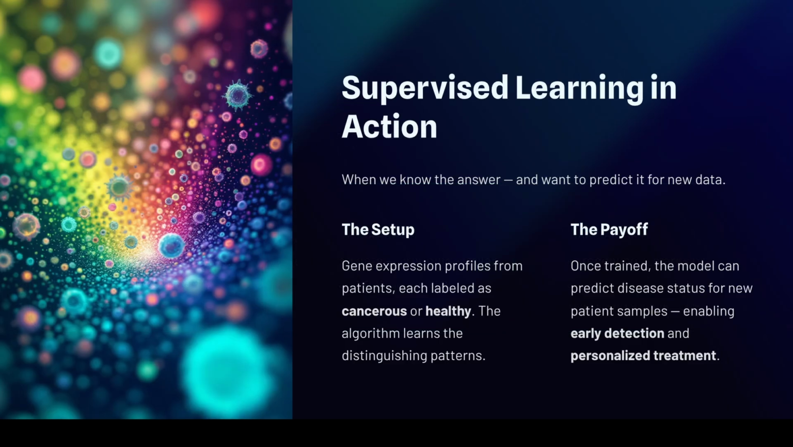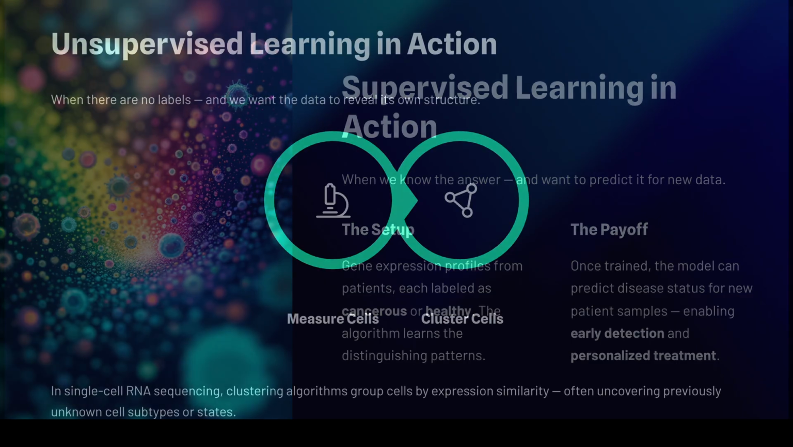For example, imagine we have gene expression measurements from patients and we know which patients have cancer and which are healthy. The algorithm learns patterns that distinguish the two groups and then predicts the label for new samples.